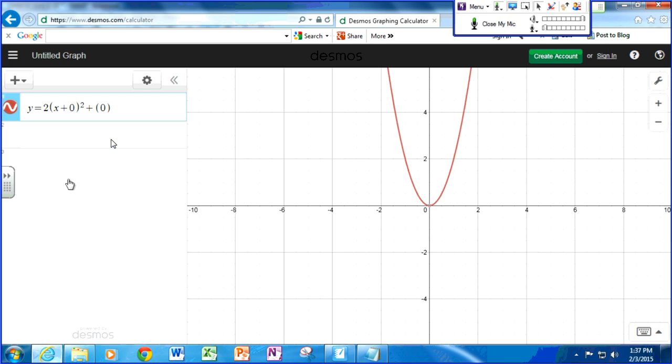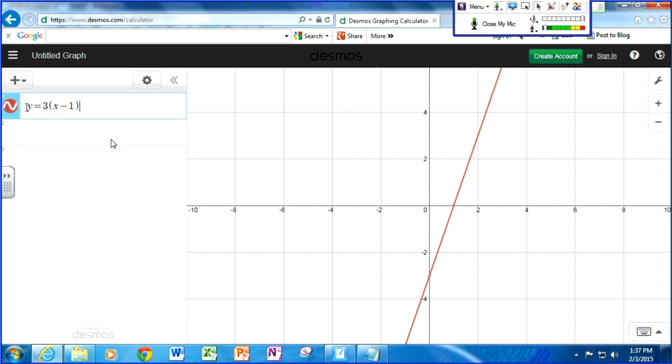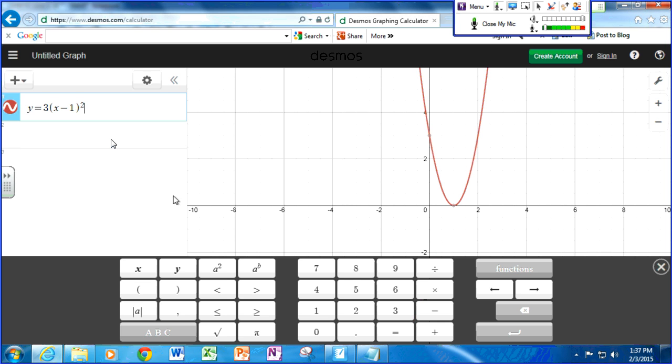There we are. And so I'm just going to type in this 2a on page 9. So it's y equals 3 times x minus 1 squared. And the way you get that, there's a little square button right here. I just had to bring the keyboard up. And then plus 2. Now, it's going to shift a couple of ways here. There we go.